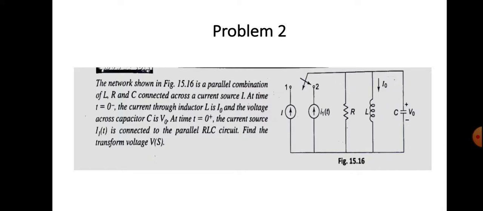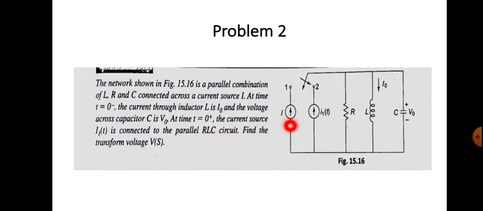The network shown in figure 15-16 is a parallel combination of L, R and C connected across a current source I. At time t equal to 0 minus, the current through the inductor L is I0, and the voltage across the capacitor C is V0. At time t equal to 0 plus, the current source I1(t) is connected to the parallel RLC circuit. Find the transform voltage V(s).